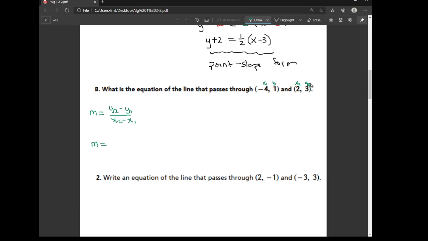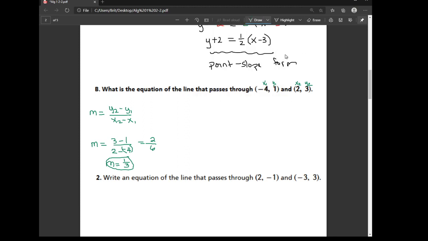So for y2 minus y1, I'm going to do 3 minus 1. For x2 minus x1, I'm going to do 2 minus -4. So at the top of my equation, 3 minus 1 is 2. At the bottom, when I subtract a negative, that's the same as adding. So 2 plus 4 is 6. And then we can reduce that fraction. 2/6 turns into 1/3. So there's my m value that I need for my point-slope form.